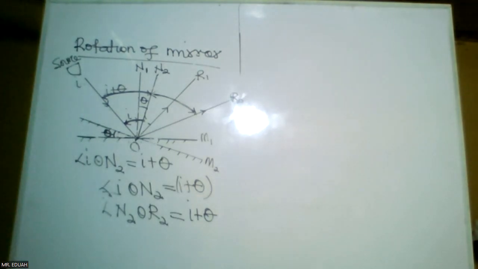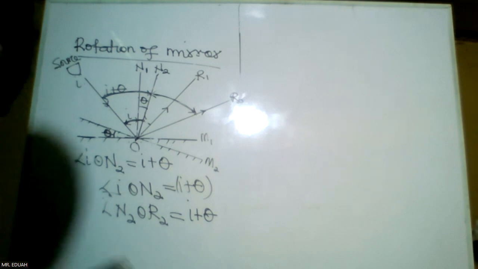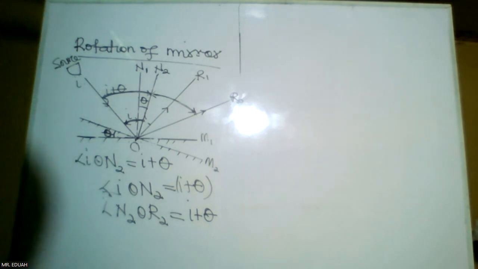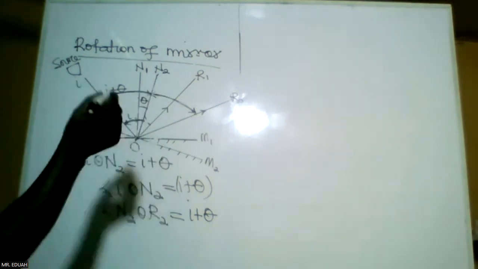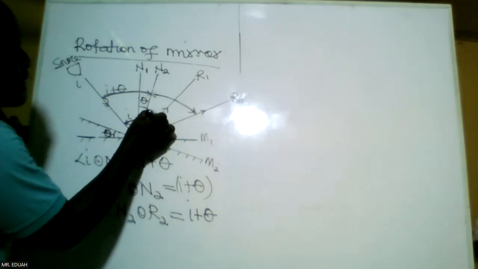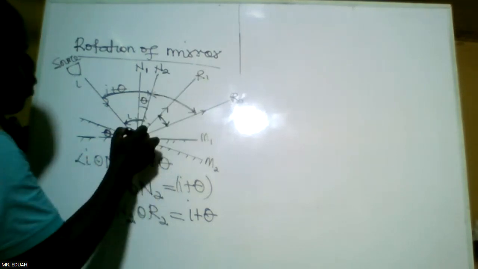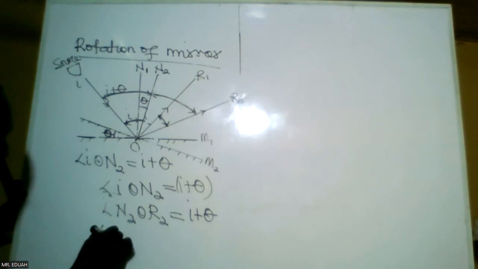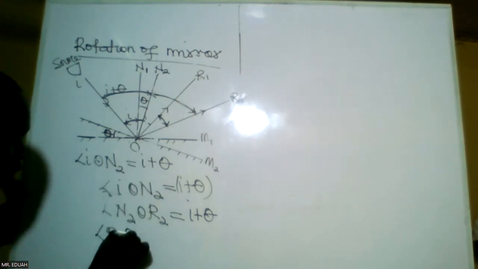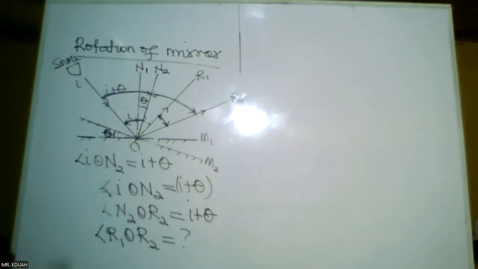Now, when the mirror is rotated, we are only interested in the angle between the two reflected rays, before rotation and after rotation. So our point of interest is what happens here: the angle R1OR2. That is our point of interest.